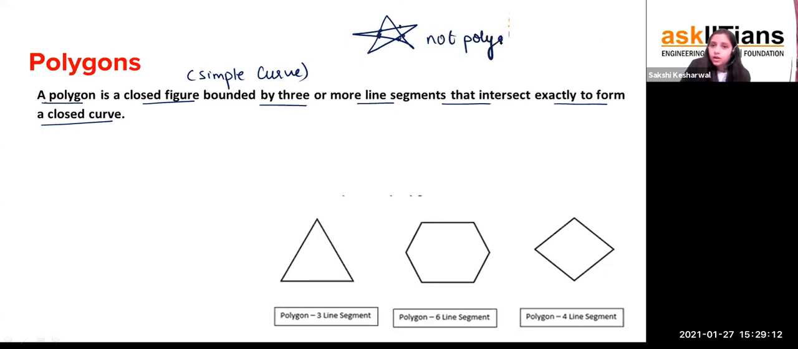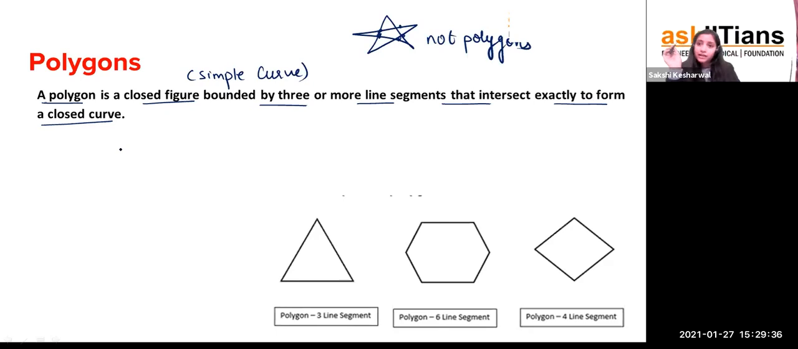Polygons are always closed figures, bounded by three or more line segments that intersect exactly to form a closed curve, and it should be a simple curve, with no overlapping of itself. If I give you two straight lines, a line and a line segment, can you make any closed figure with this?